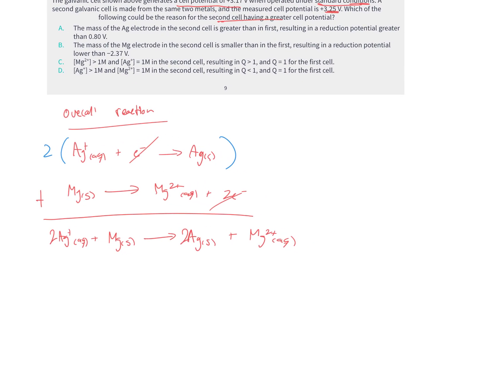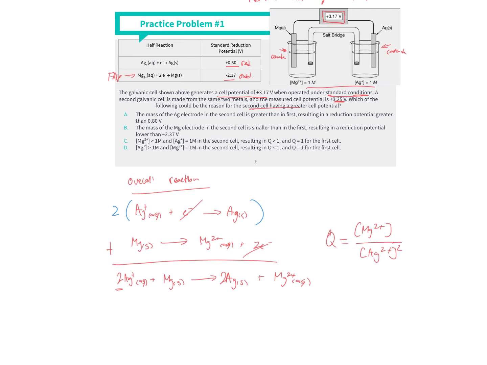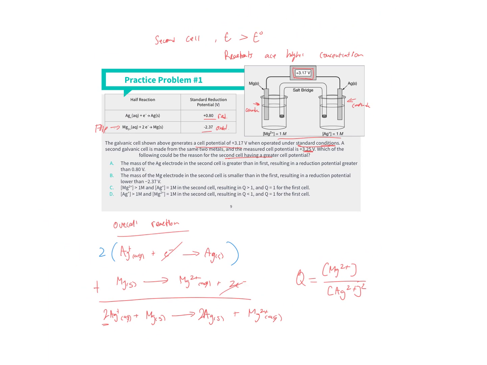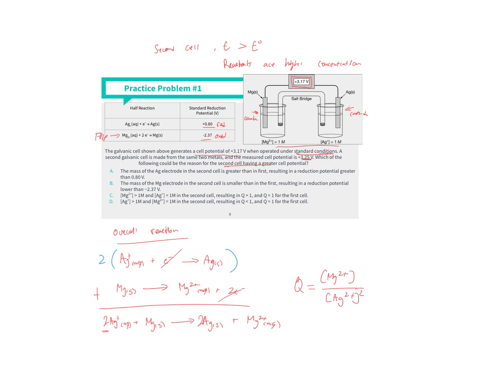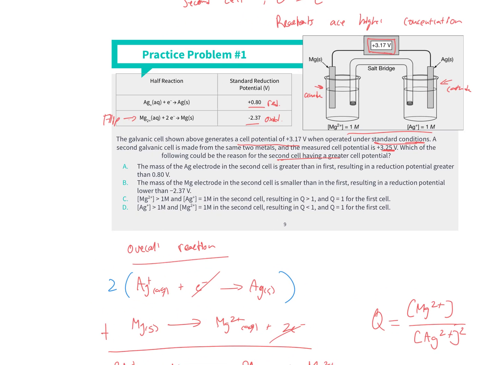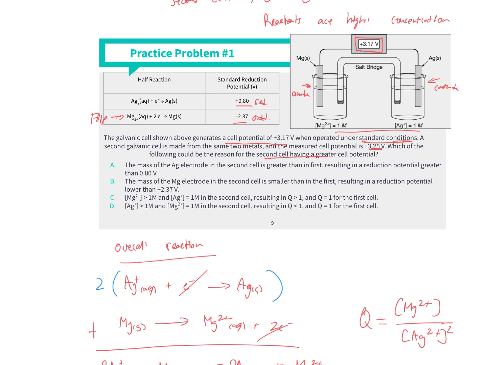And again, just like I had said, what we need to think about is our reaction quotient Q. All we do is products over reactants. Remember, we can't include any of the solids. So this is the concentration of Mg2+ over the concentration of Ag+ squared, because that 2 ends up being squared in the reaction quotient. And so now we can look back at our observation. We can actually look at the answer choices first and see if some of them make more sense than the others.